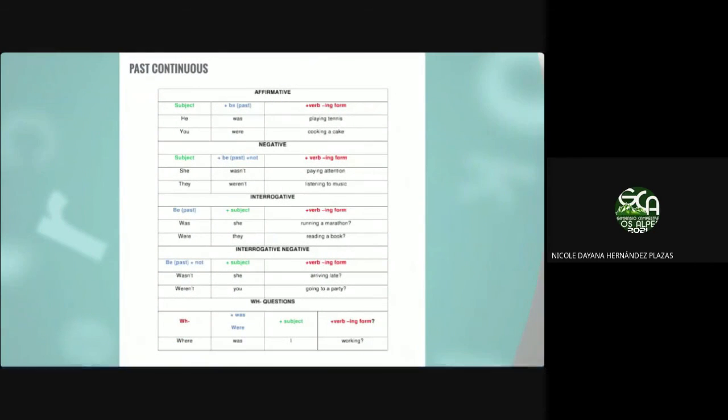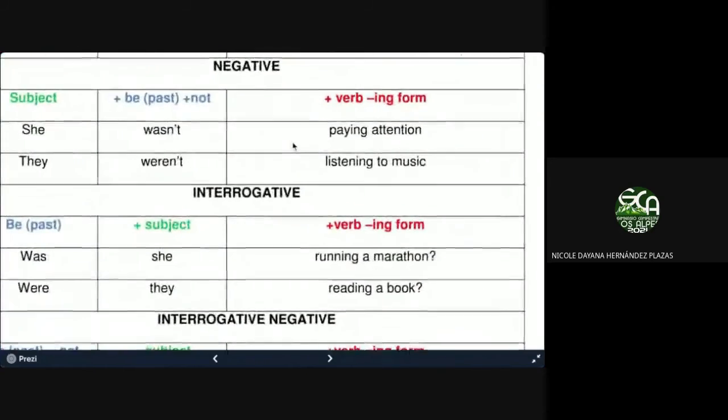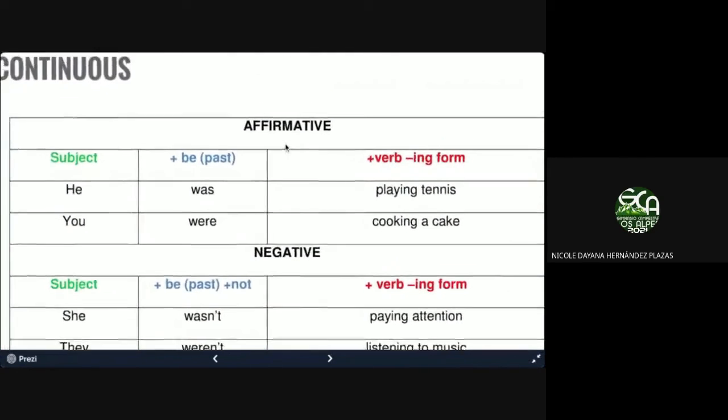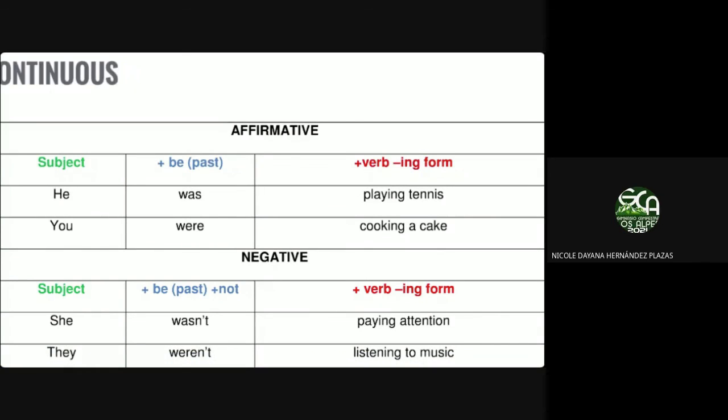And in past continuous, guys, the structure is this one. También ya la tienen. Oh my God, give me a second. In past continuous, this is the structure. In affirmative, you have to use the subject, the verb to be in past, that means was or were according to the subject, and the verb with ing. So, he was playing tennis, I was playing tennis, she was playing tennis, it was playing tennis. Was for singulars, remember that. Or were for plural: you were cooking a cake, they were cooking a cake, we were cooking a cake, okay?